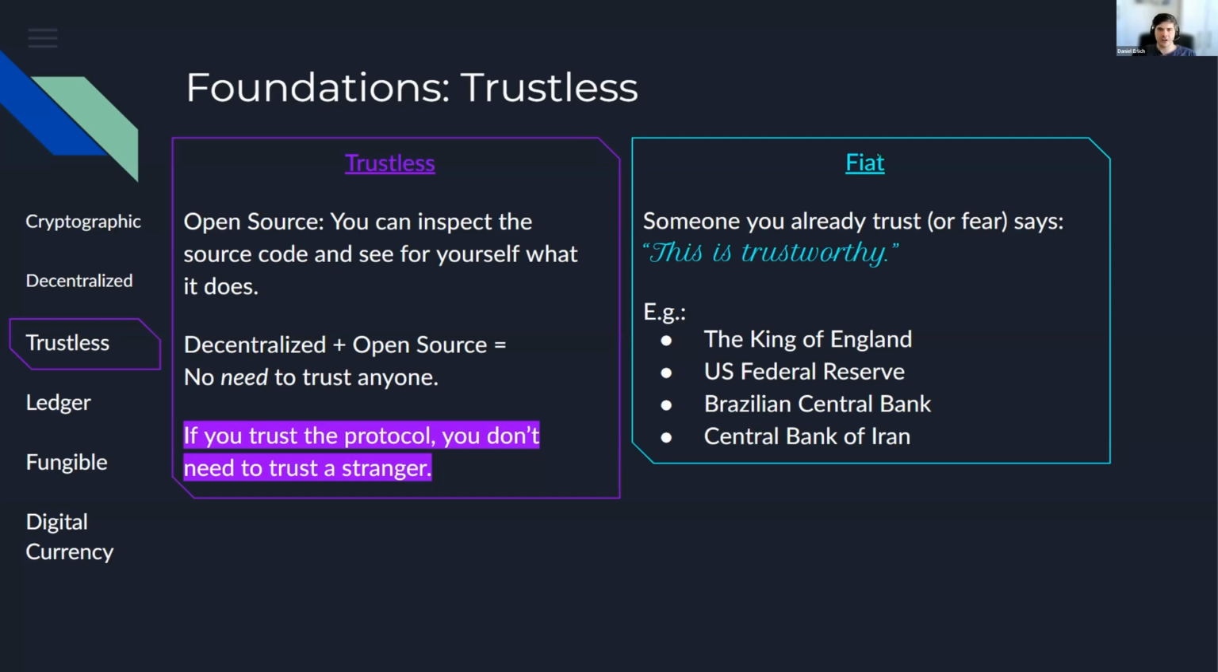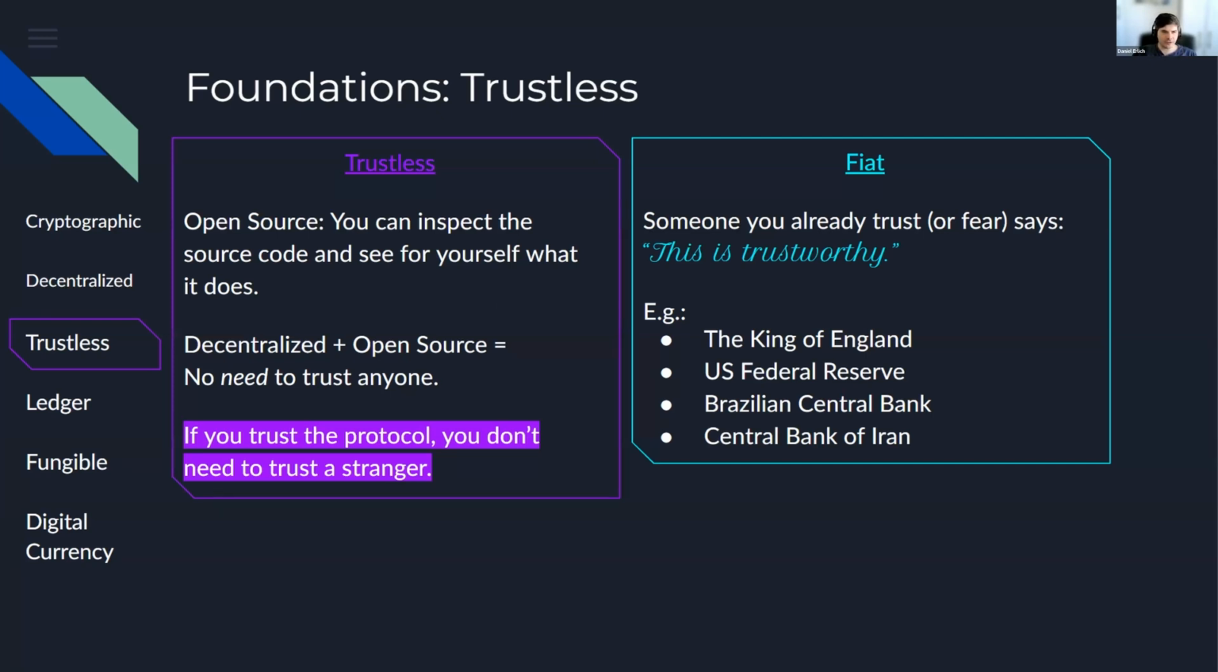If you compare it here on the right with fiat, fiat comes from the Latin word fiat, which means "make it so." Essentially, fiat means that someone you already trust or fear tells you this thing is trustworthy. That can come from, let's say, the King of England, the Fed, the Brazilian central bank, the central bank of any other country. And if you trust that institution or that person, then you need to trust whatever they're telling you is trustworthy.